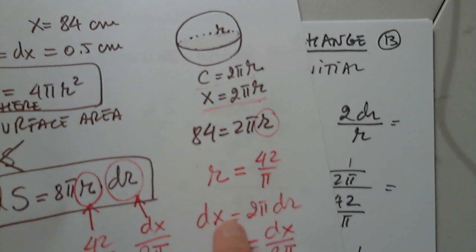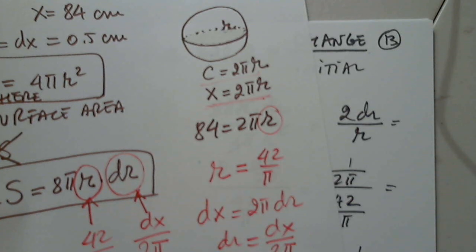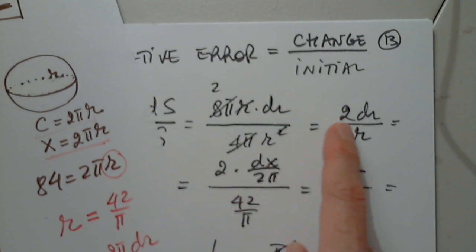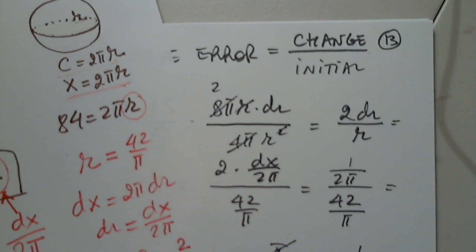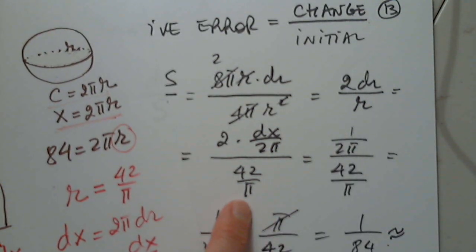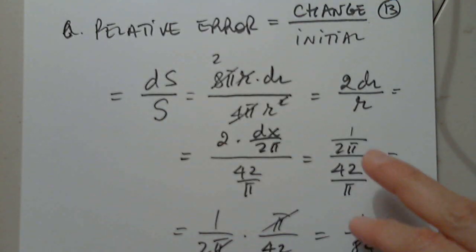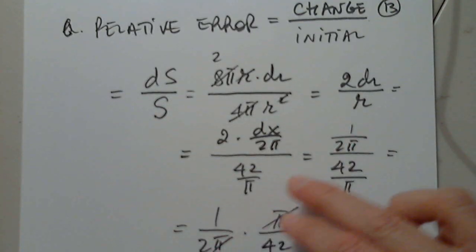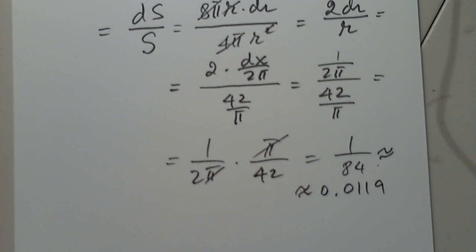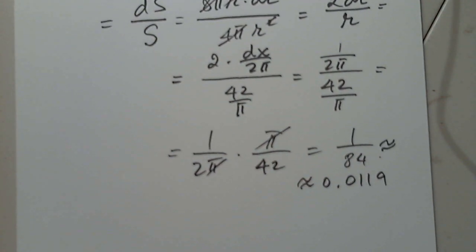We replaced dr because we determined it in the previous step by dx over 2 pi. So there is 2 and dx over 2 pi. And I also had r as 42 over pi. Two fractions, I kept the fraction from the top and I flipped the fraction from the denominator, and then I simplified as much as I could. So that's how we use it.